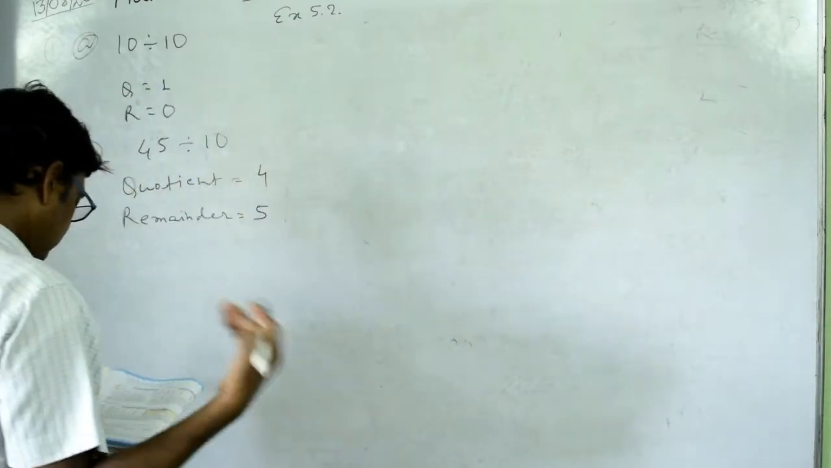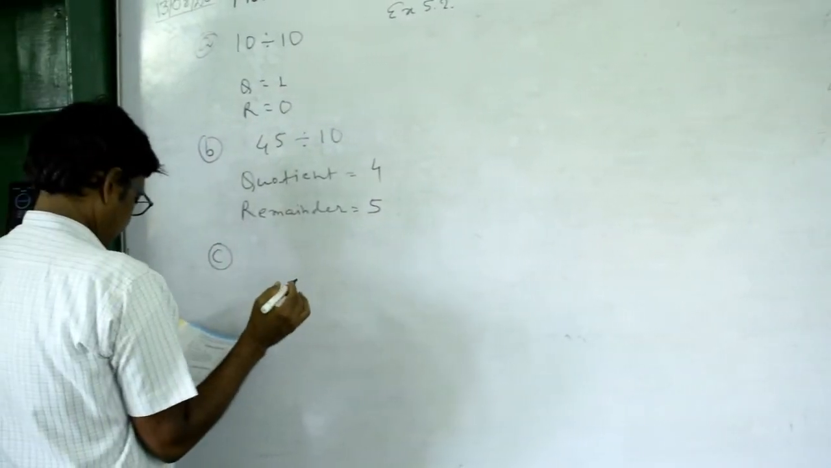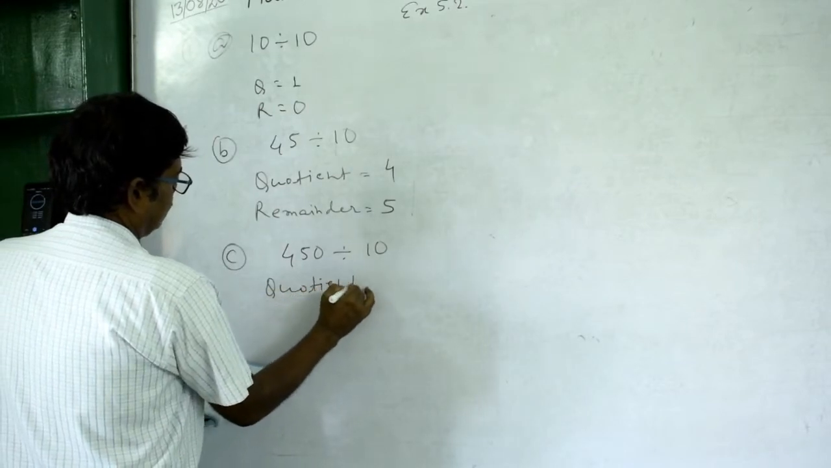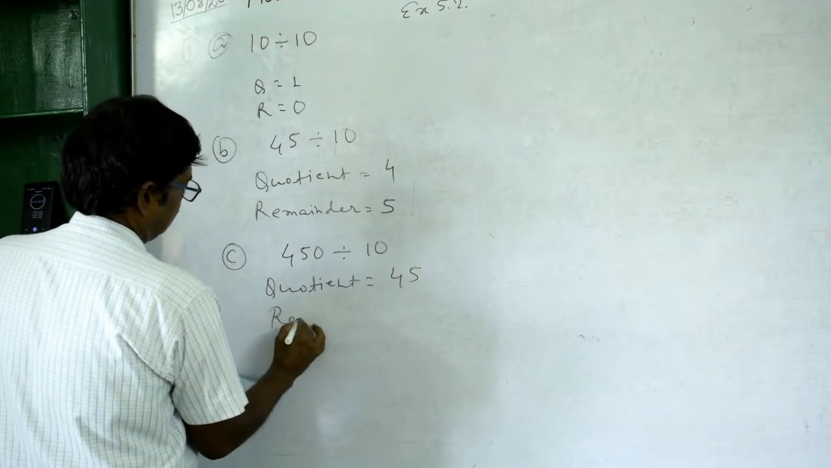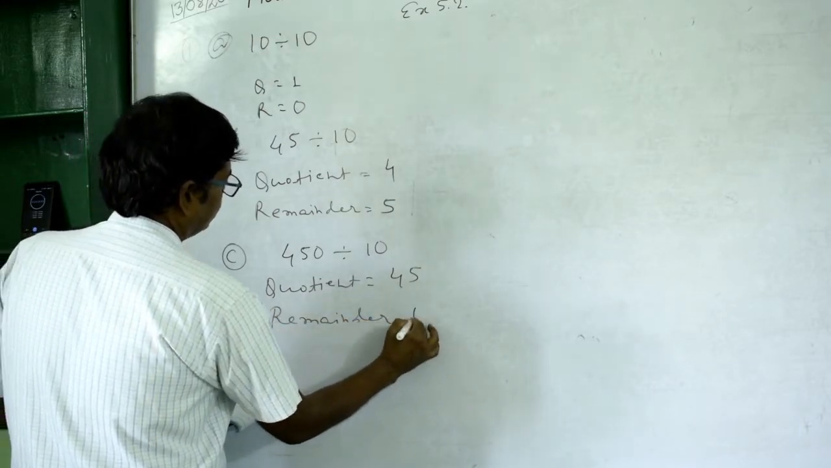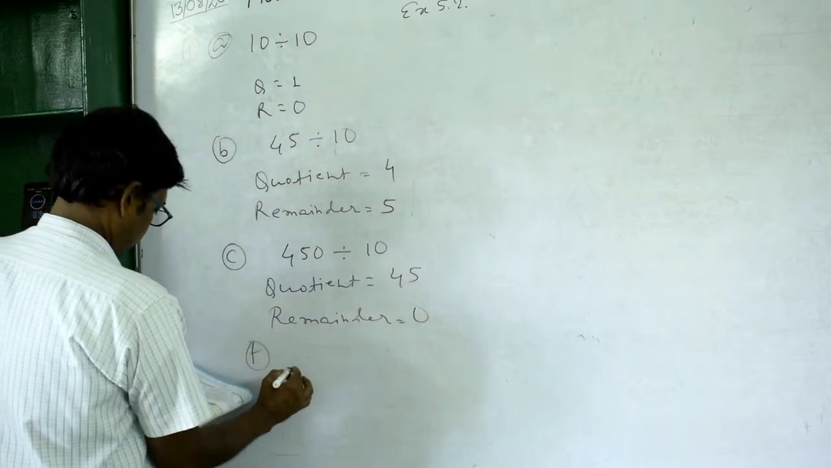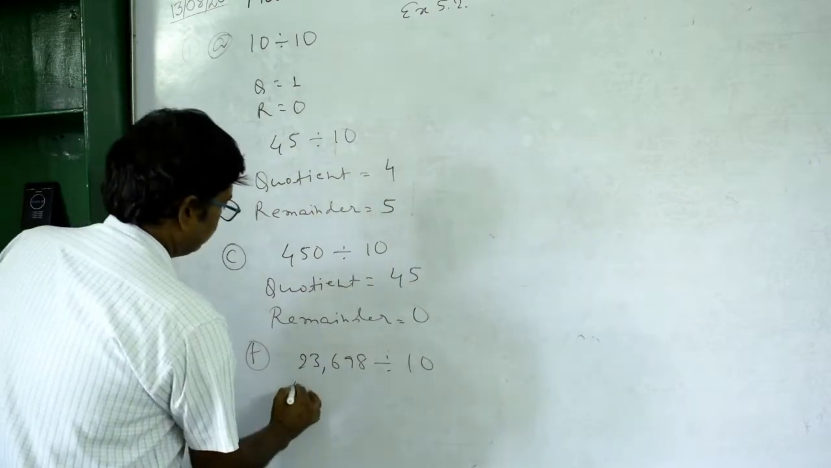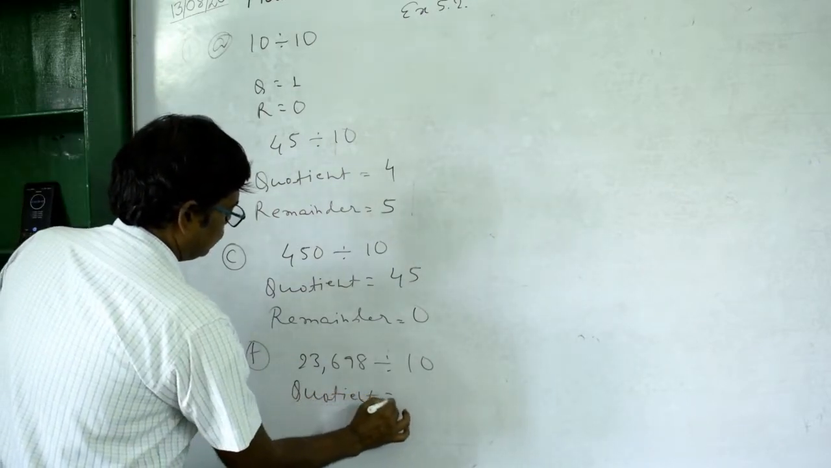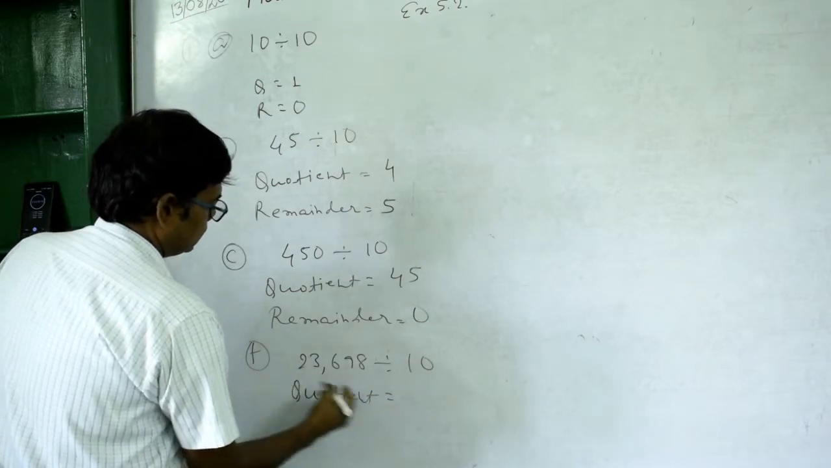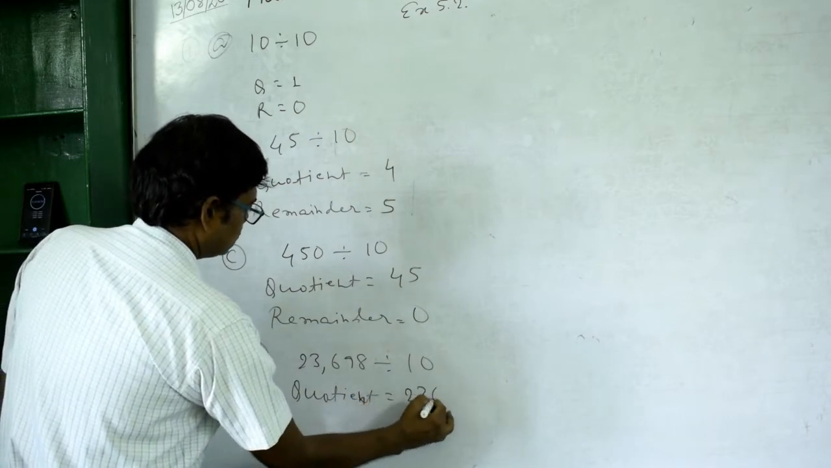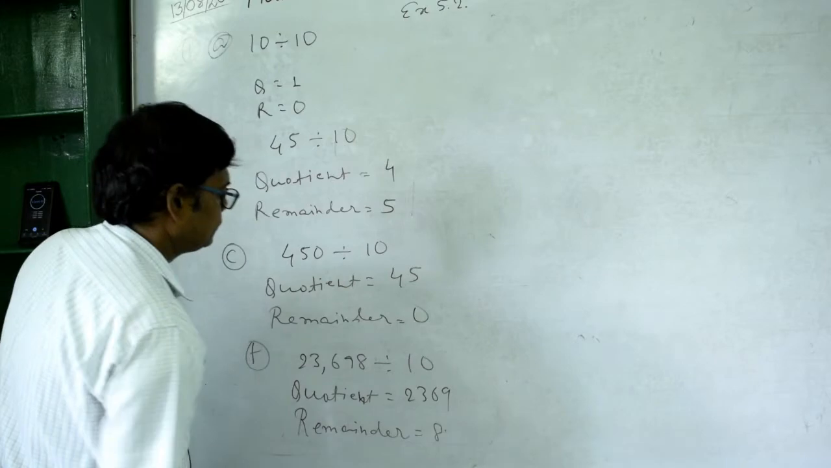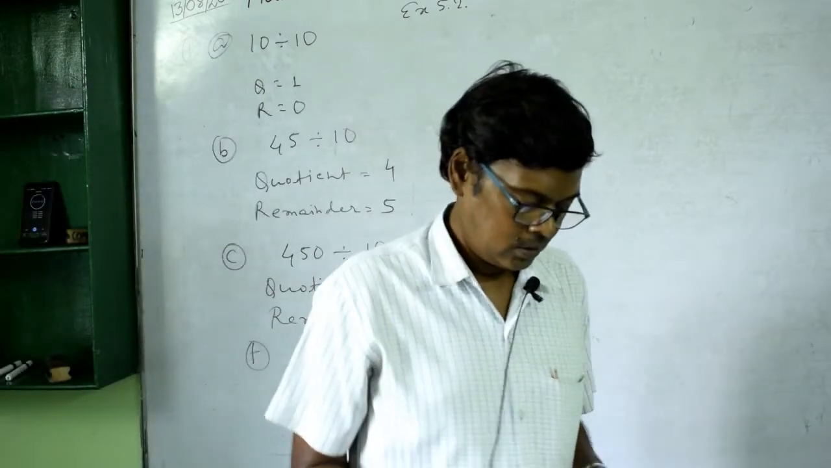And then similarly you can solve other questions also, like question number C. You have 450 divided by 10, so here again quotient equal to 45 and remainder equal to 0. And then I will solve F here. In this you have the number 23,698 divided by 10. In this the quotient will be 2369 and the remainder equal to 8.